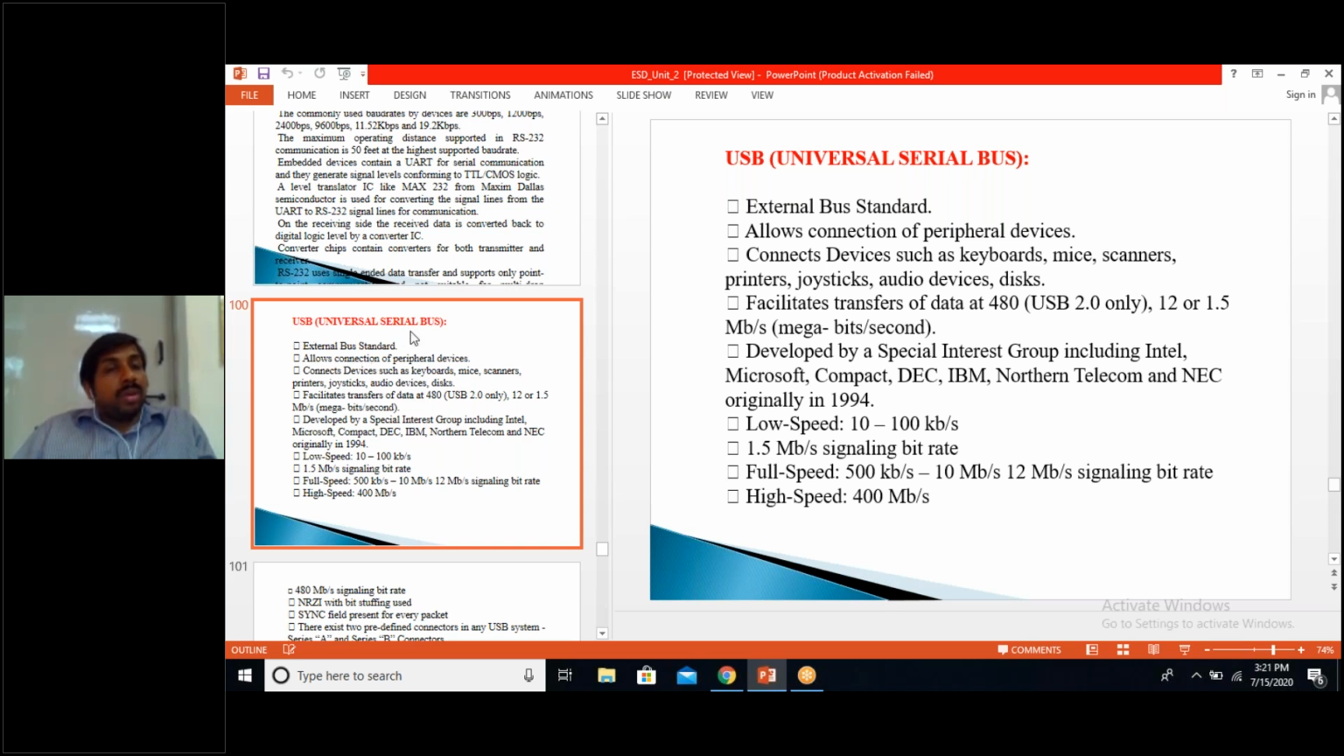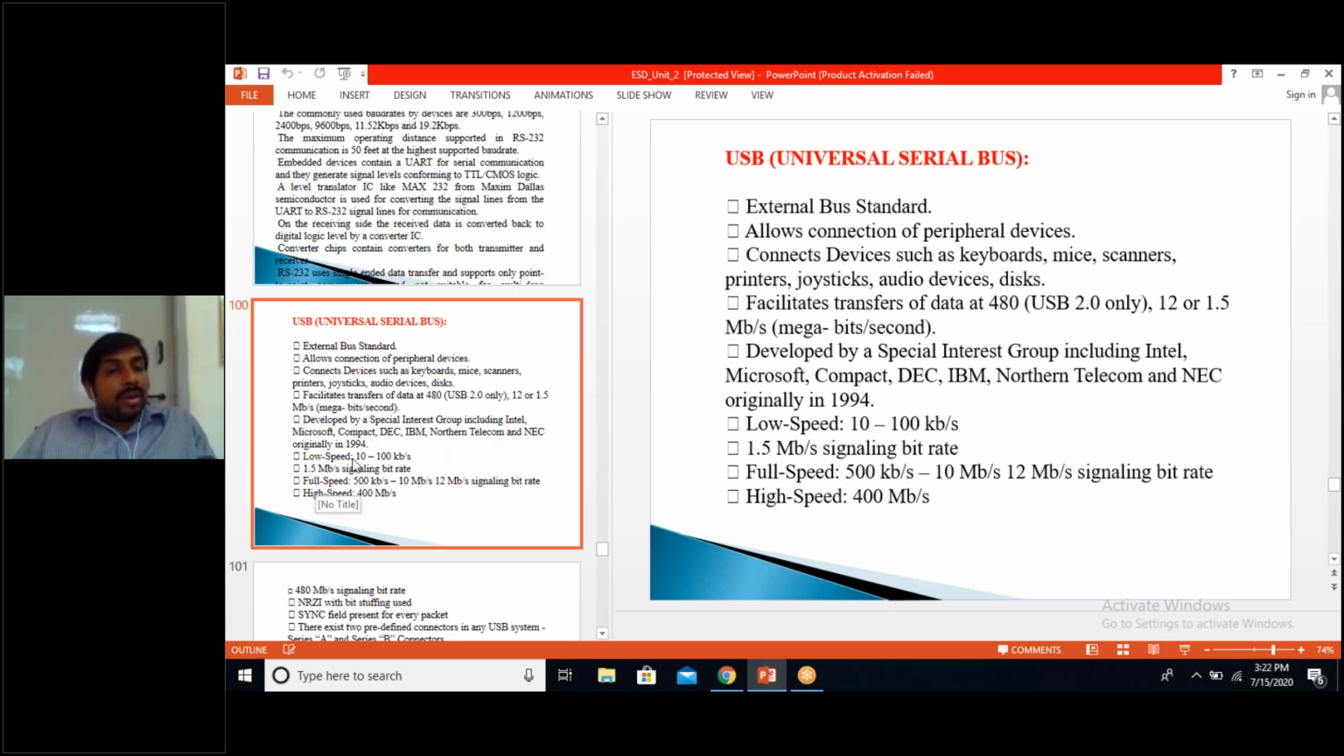The second one is USB, Universal Serial Bus. This Universal Serial Bus is an external bus standard. It allows connection of peripheral devices to your embedded system, such as keyboards, scanners, printers, joysticks, and audio devices. The data transfer rate is 480 megabits per second for USB 2.0. Depending upon the USB version selected, this data rate will vary, and it was developed by Intel, Microsoft, Compaq, and IBM.